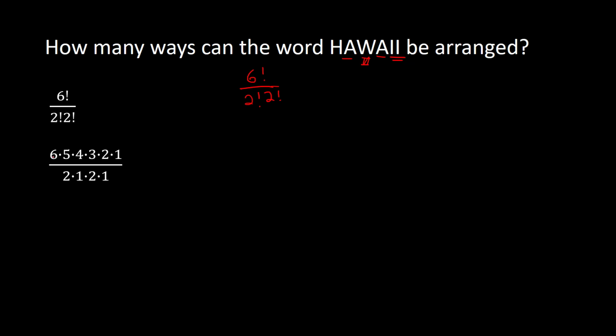Well, 6 factorial would be 6, 5, 4, 3, 2, 1. 2 factorial is 2 times 1. We have 2 of those. So we can simplify, and we have 2 times 2, that gives me 4. And the 4 down here can cancel with the 4 up here. So I have 6 times 5 times 3 times 2, which gives me 180.